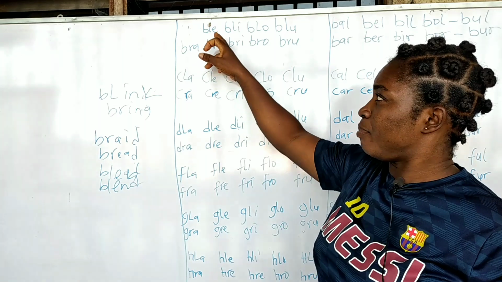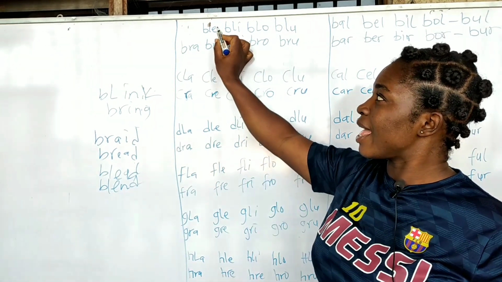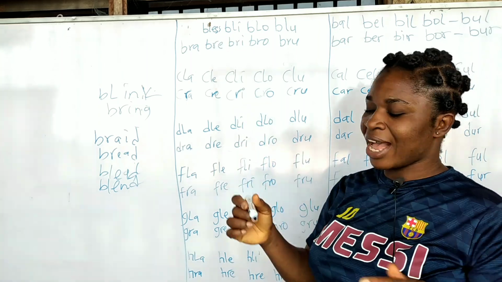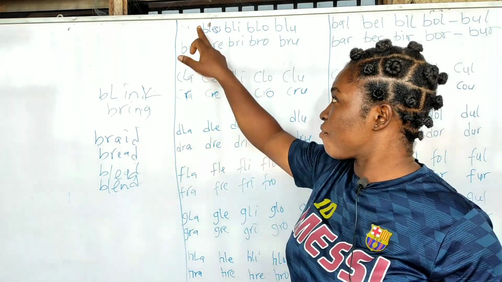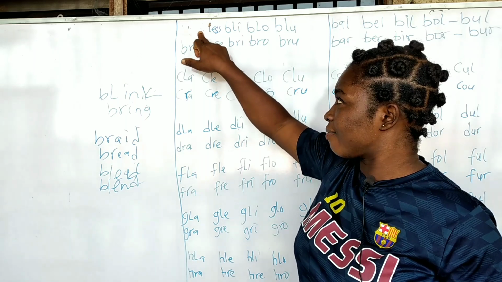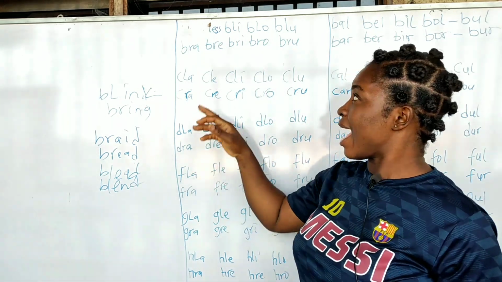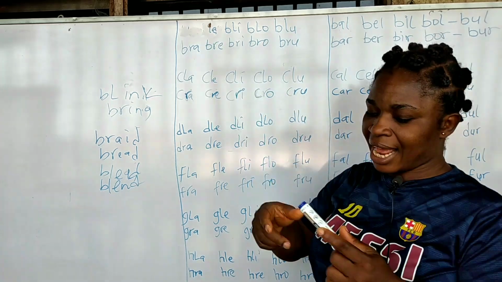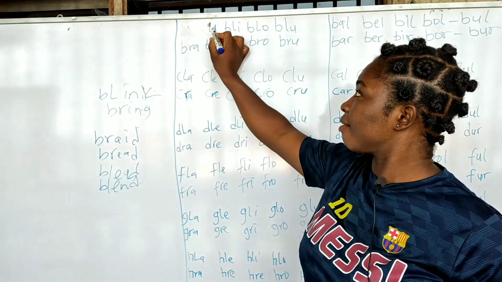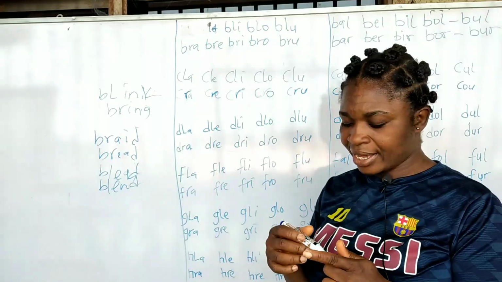this is ble. If I add double S to this, you have bless. If I remove the B, you have less, okay? And if I decide to remove this and add T, I have let, okay?